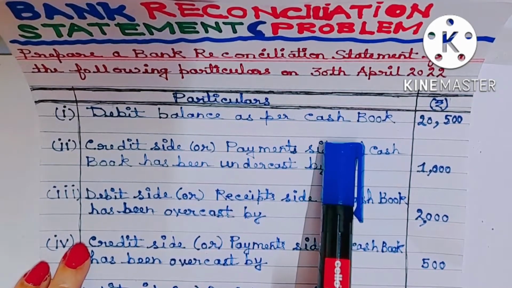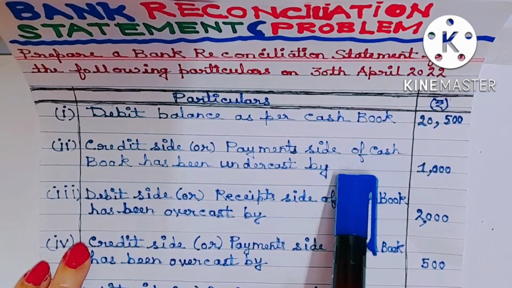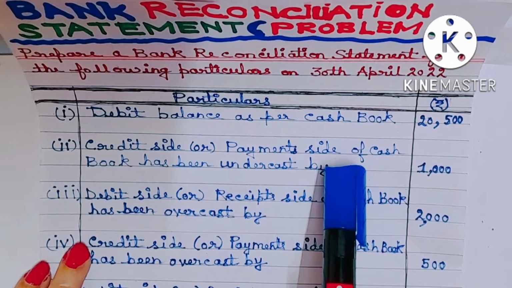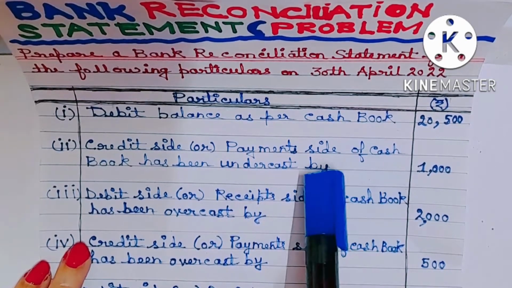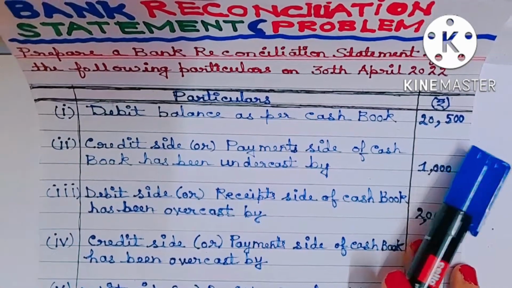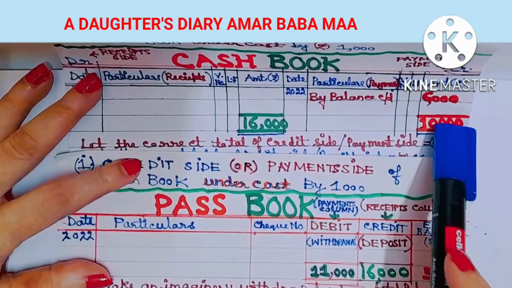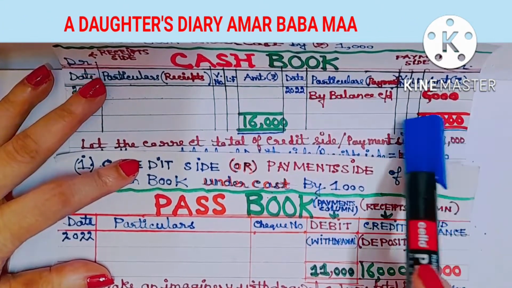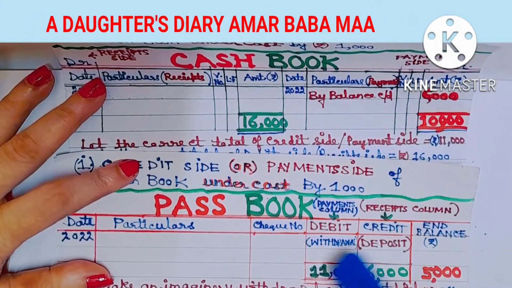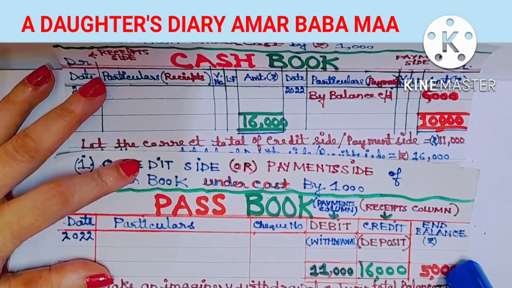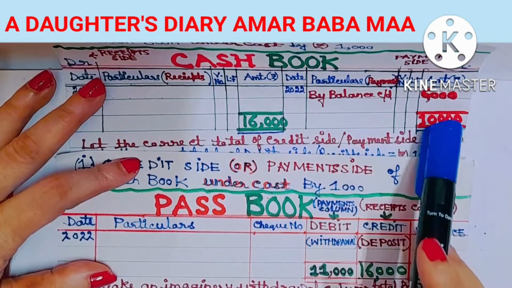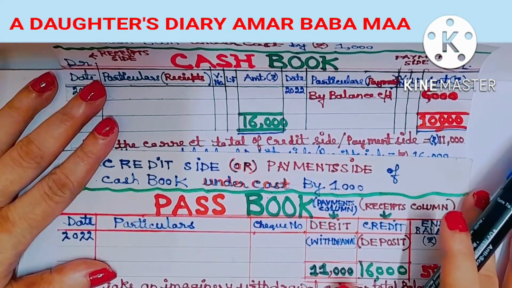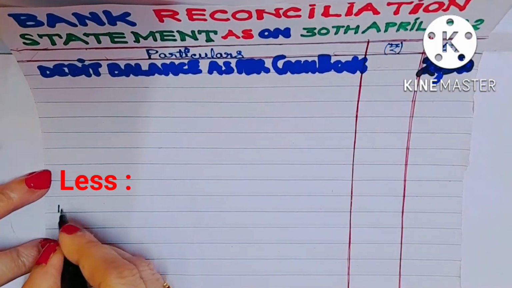Understood? Since passbook balance is less by 1000 and cash book balance is more by 1000, if we deduct or subtract 1000 in the cash book, then cash book balance will be equal to passbook balance. Okay, let me show you. See, cash book balance is 6000 and passbook balance is 5000. So if we deduct 1000 from cash book, balance will be equal to passbook balance. Understood? So let's deduct rupees 1000 in the bank reconciliation statement or BRS. I hope you understood.